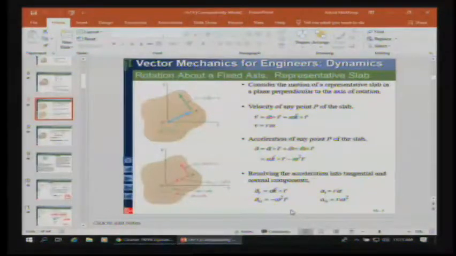But the magnitudes of them are given over here. This is just r times alpha, and this is just r times omega squared. So the first column indicates the vector form. Second column indicates the scalar form.